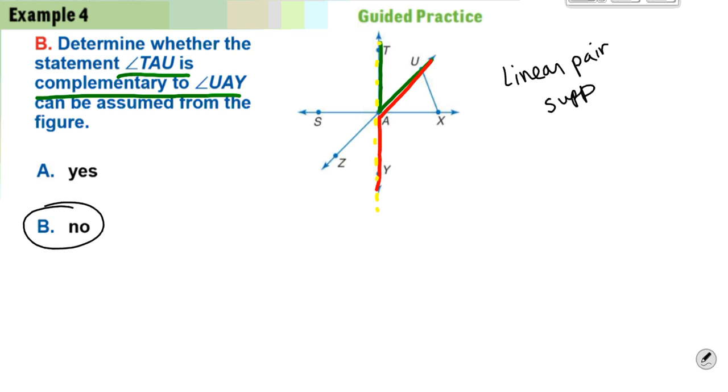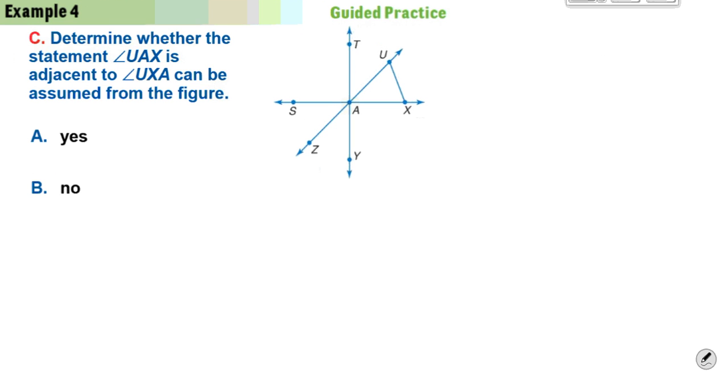So then 4C is our last one here. Our statement is angle UAX is adjacent to angle UXA. So let's trace those as well. Angle UAX is this one right here. So that's that angle. Angle UXA is the angle that's over here.